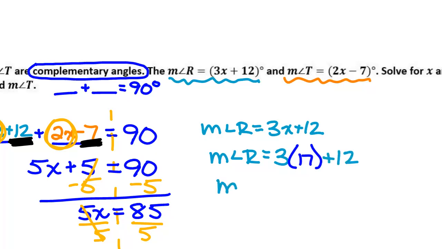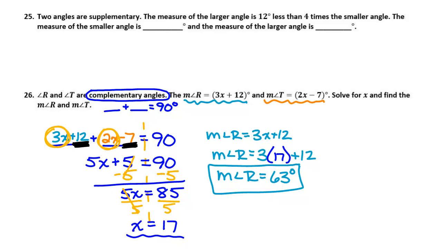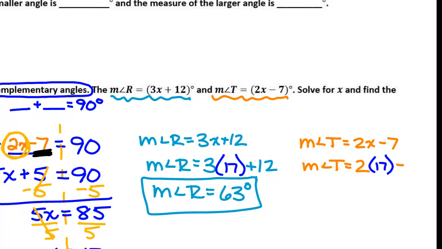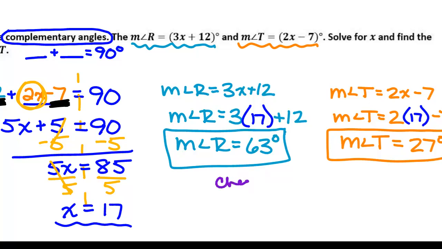plus 12, 63. So the measure of angle R is 63 degrees. Notice I put degrees on this, but I didn't put degrees on the x. X wasn't an angle. I had to plug x into something to get the angle. Measure of angle T is 2x minus 7. So 2 times 17 minus 7. What is 2 times 17? 34 minus 7? 27. So angle T is 27 degrees. Should check that it adds to 90.